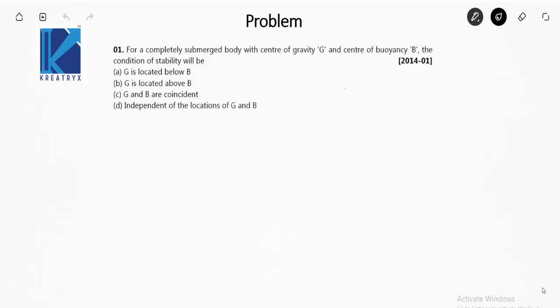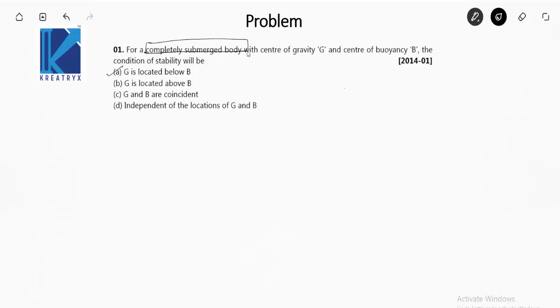In this video I'm going to take some previous year questions from the chapter fluid statics. Okay, let's take on this first question. For a completely submerged body with center of gravity G and center of buoyancy B, the condition of stability will be a direct question from your theoretical part: for a completely submerged body, G should be below B. So the answer is A.